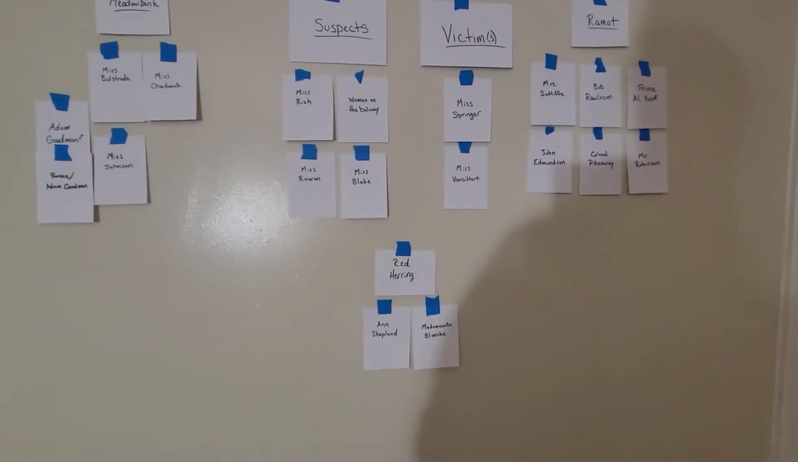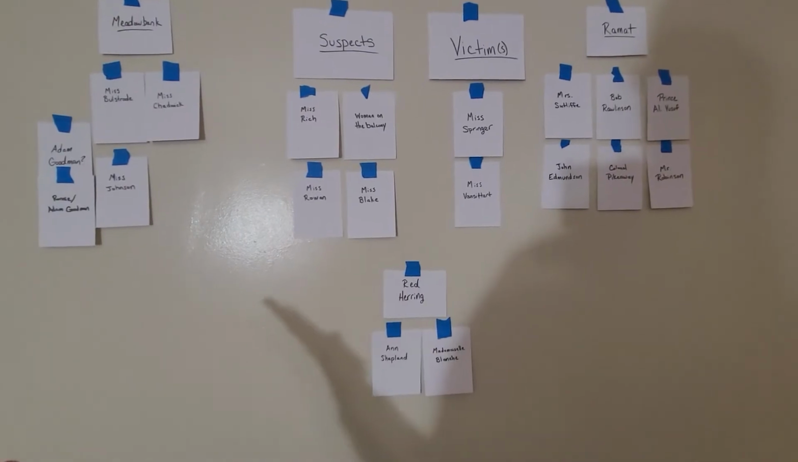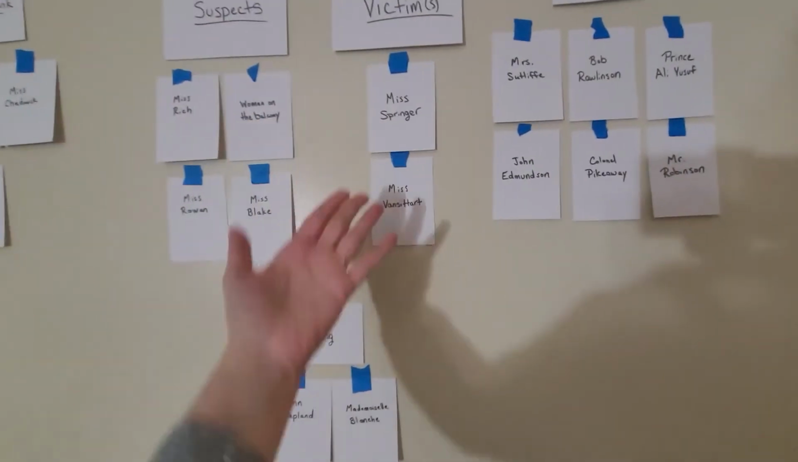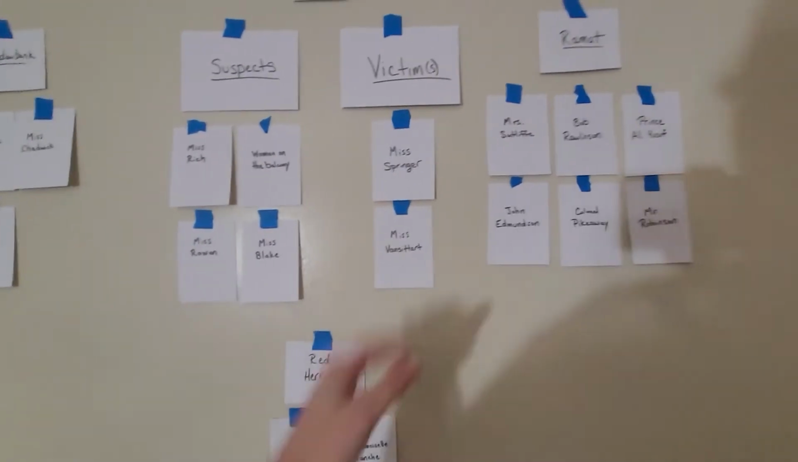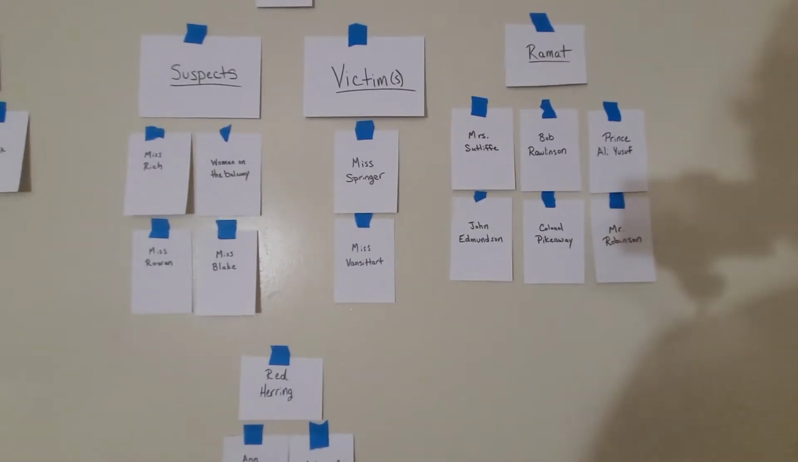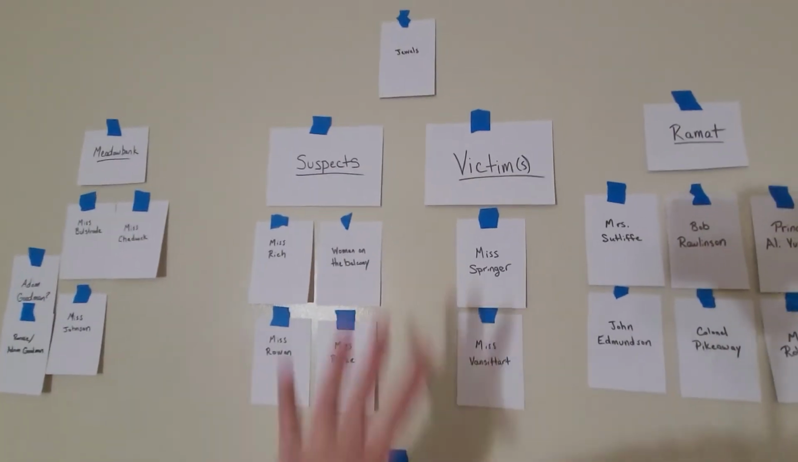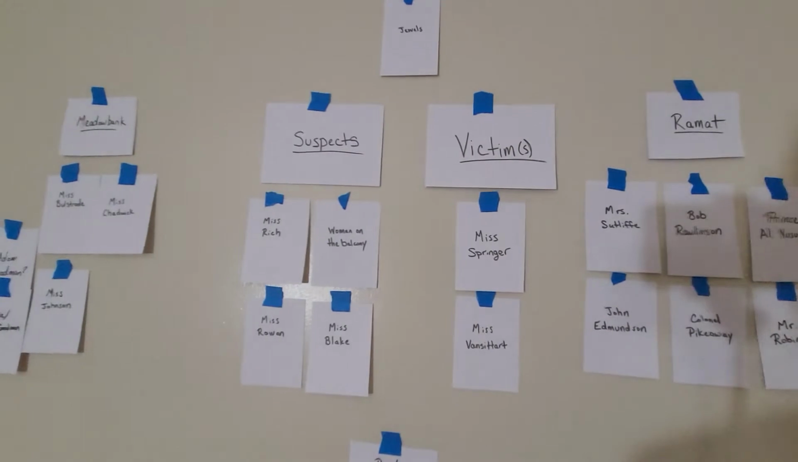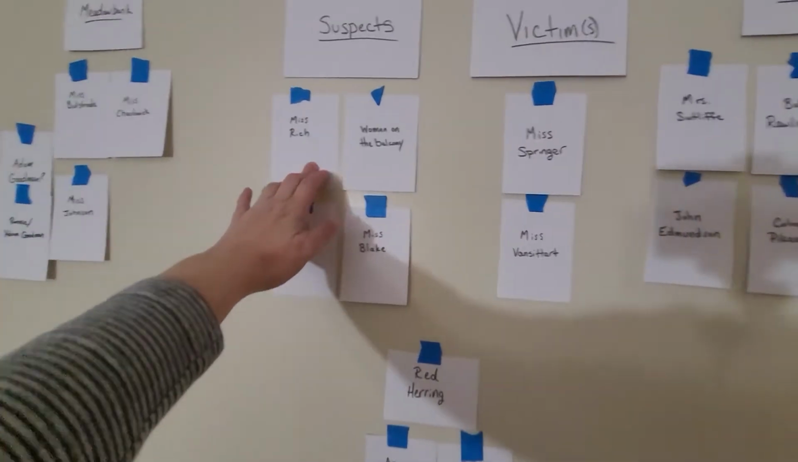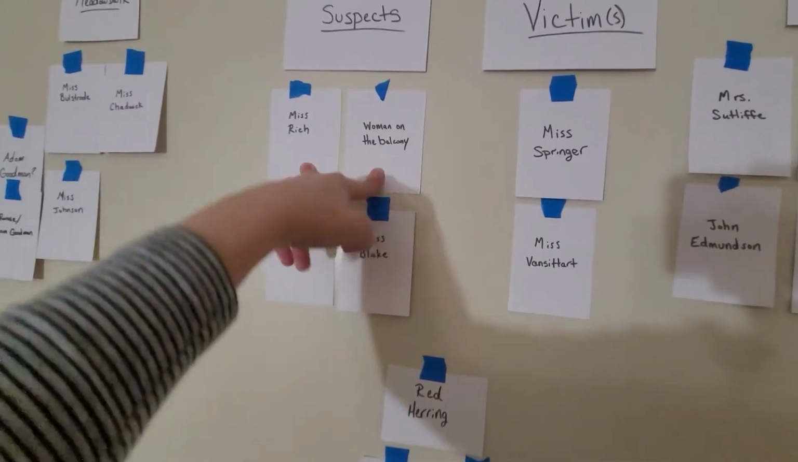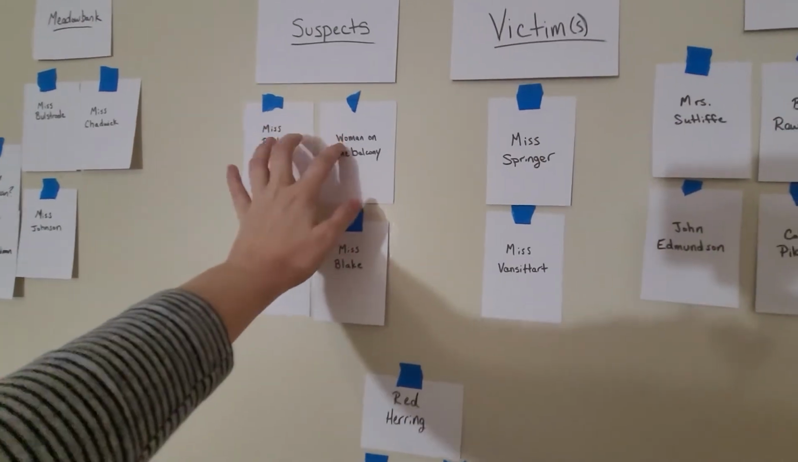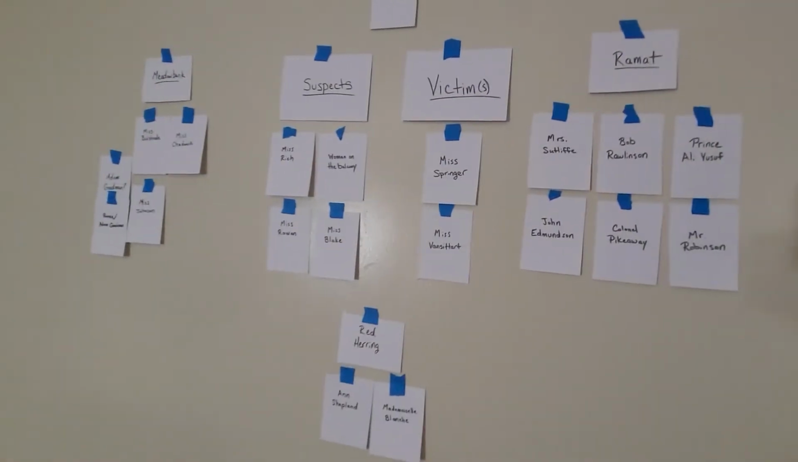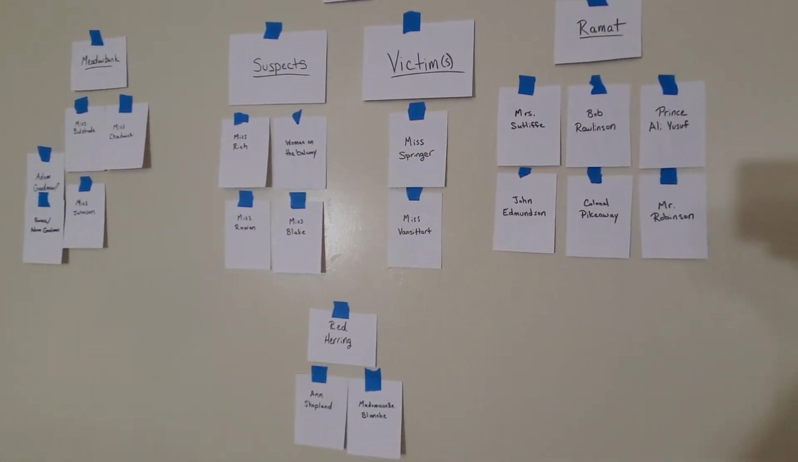Okay, so I have moved a couple of things around. Not too much, though. I moved Miss Vansittart here because she's dead now. She's a victim. All right, so there we go. I moved the jewels up to the top there because that is what this whole thing is about. And of course, I'm still convinced that it is Miss Rich, and she is the woman on the balcony, just like I said last time. So that's still there. And everything else is pretty much where it was last time.